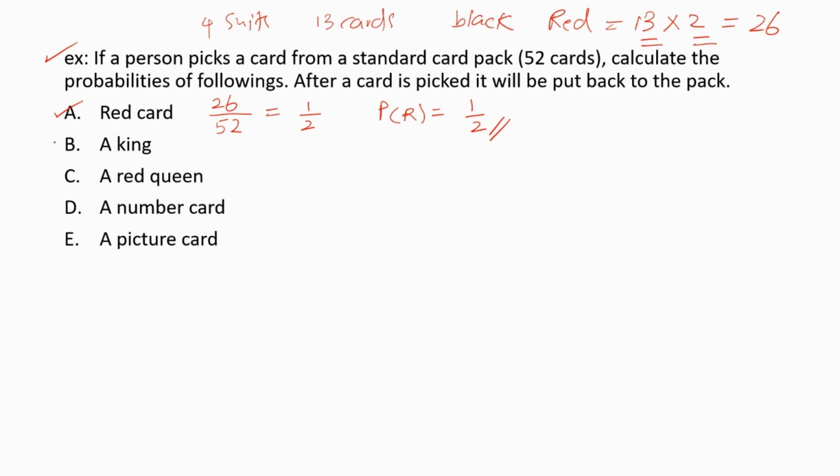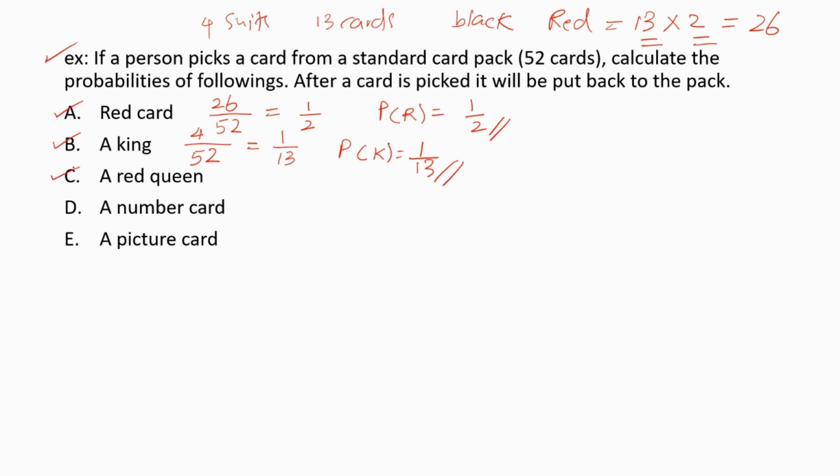Now, let's do the second example. Picking a king. So, there are 52 cards. This is the total outcomes. So, how many kings in a card pack? Each suit has one king. So, there are 4 suits, so there will be 4 kings. We can also simplify this, dividing both numerator and denominator by 4, 1 over 13. So, the probability of picking a king equals 1 over 13.